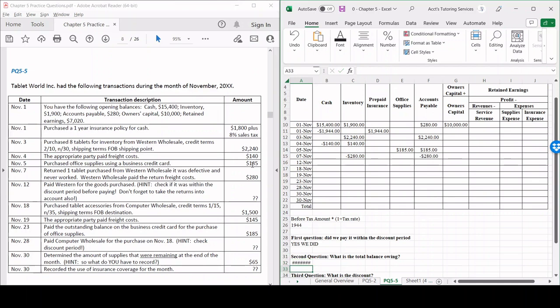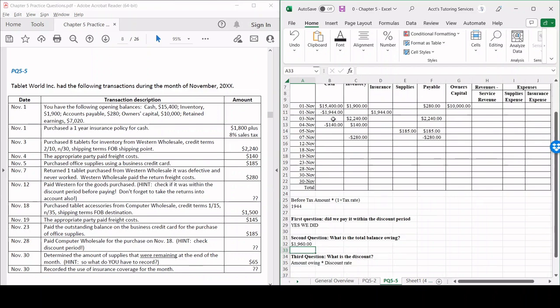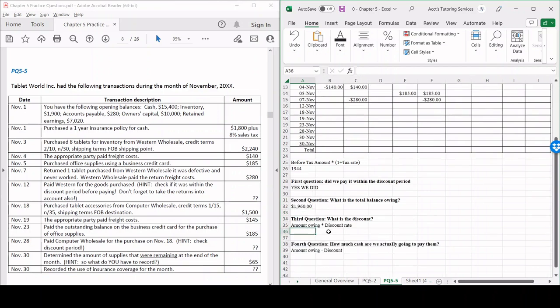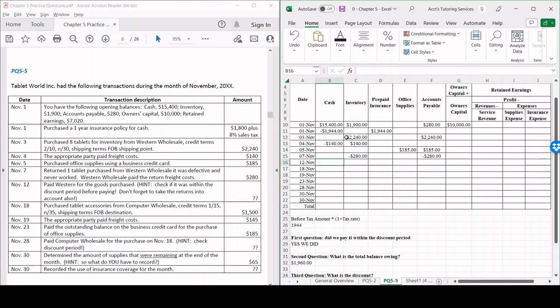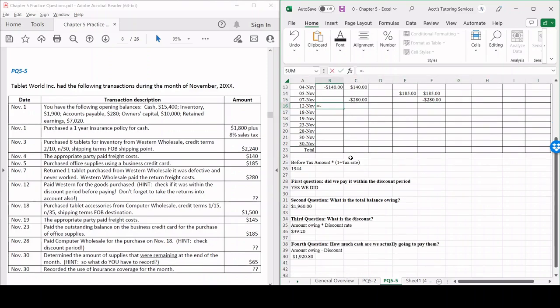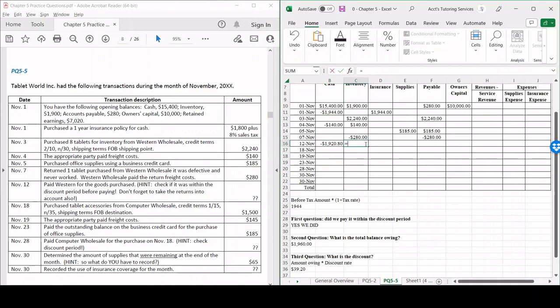So minus 280. Now, what is the discount? The discount is the amount owing, 1960, times the 2%. If we pay within 10 days, we get a 2% discount, 0.02, 39.20. And then the amount owing is 1960 minus the 39.20. Okay, so in reality, on November 12th, our cash is only going to go down by 1920.80.